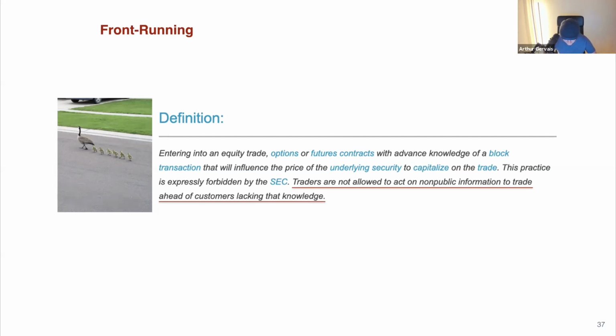If you look, for example, at the definition of the SEC, the SEC says front running is basically when traders are not allowed to act on non-public information to trade ahead of customers lacking that knowledge. What's interesting is that they highlight this is non-public information, right? So you basically have to act on this non-public information ahead of others. If you think of this as the order execution of transactions, you might want to jump in because you know that there was a big trade, right?